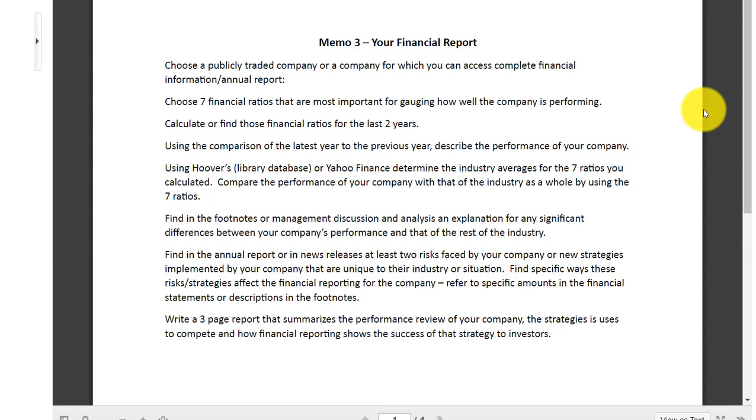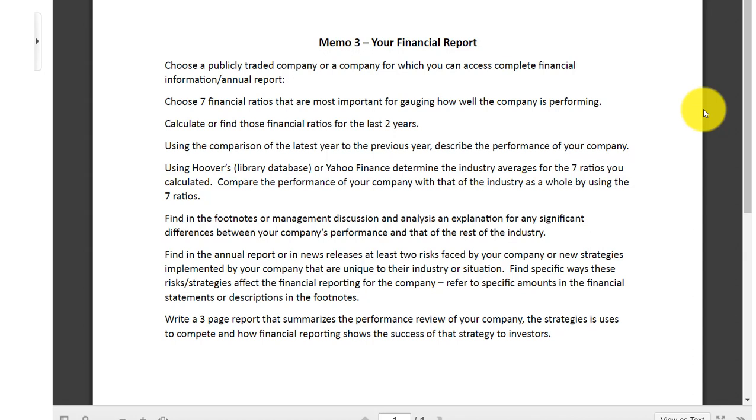So what you're looking for is the 7 most important ratios to calculate. Then you calculate them for the last 2 years. All right? And then compare the latest year to the previous year and write some description about the performance of your company. Is it better? Is it worse? Is it improving? Is it going stellar, or is it just barely making by? Is it going the wrong direction? That sort of thing.